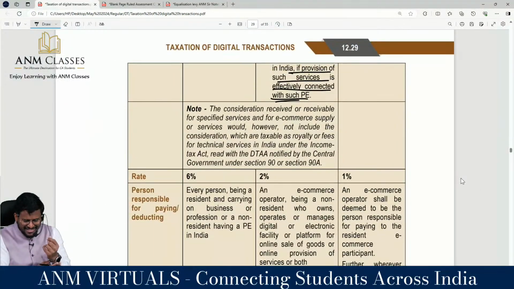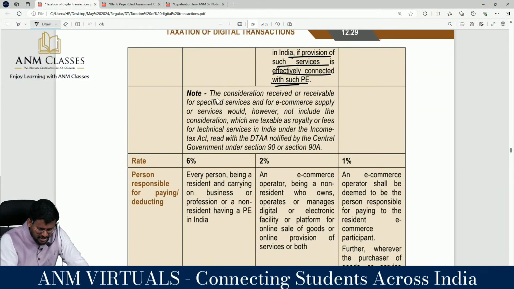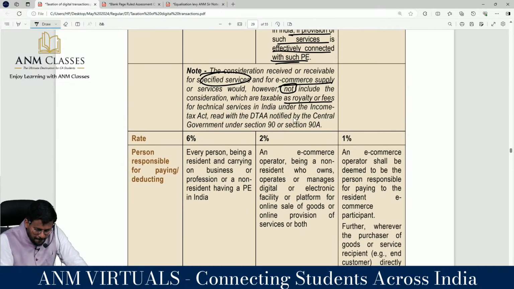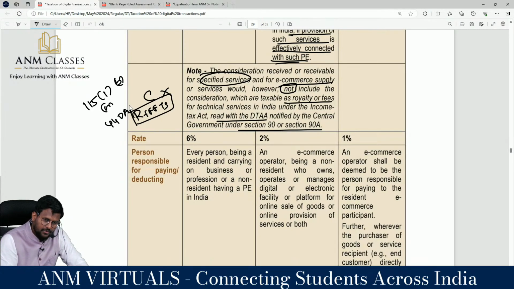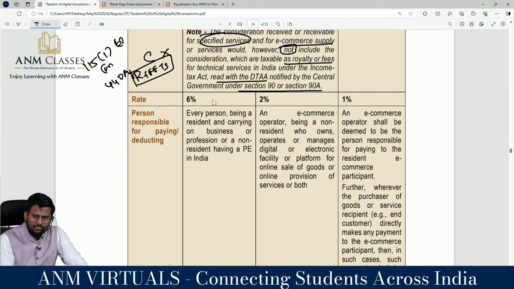Sir, note: the consideration received or receivable for specified services and for e-commerce supply would however not include consideration which is taxable as royalty or fees for technical services in India under the Income Tax Act, read with DTAA notified by the central government under section 90. In the consideration, royalty and fees for technical services will not come, because for that we have either section 115A subsection 1 clause B or 44DA as the case may be. What is the rate? 6%, 2%, 1%.